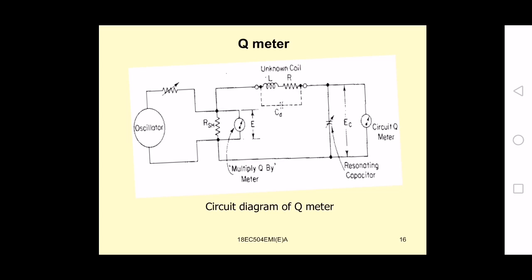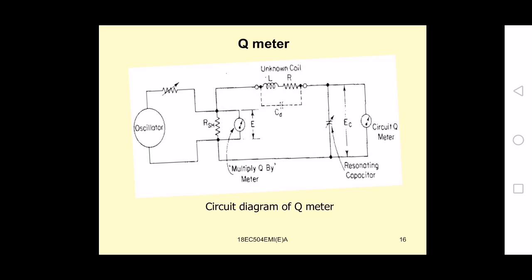So there will be losses in your oscillator circuit, in your resonating capacitor circuit, and in your coil also. That's why the effective Q of the measured coil will be greater than whatever the circuit Q meter measures. So whatever Q factor is measured will be called circuit Q, but the actual measured Q will be greater than this circuit Q.